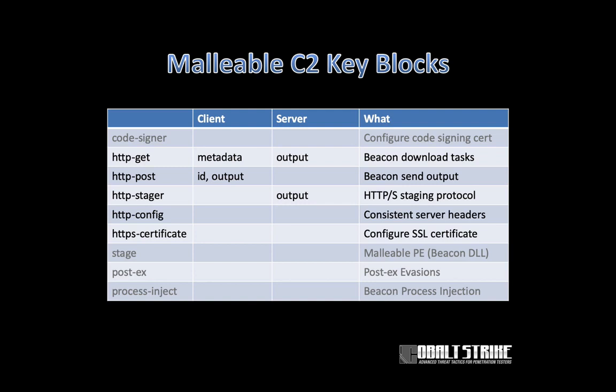Let's walk through some key Malleable C2 blocks. HTTP GET is the block that influences how Beacon downloads tasks.